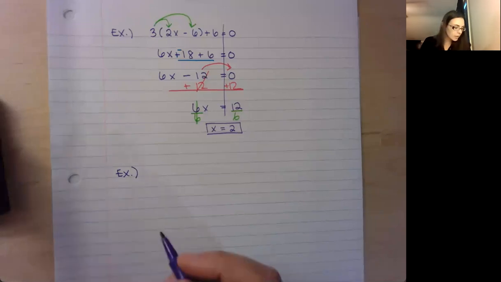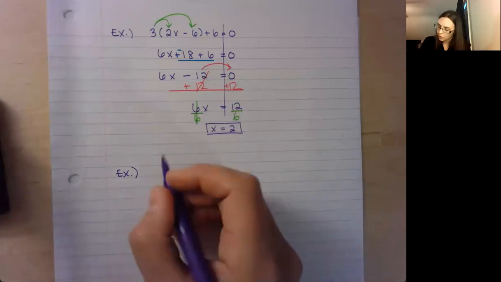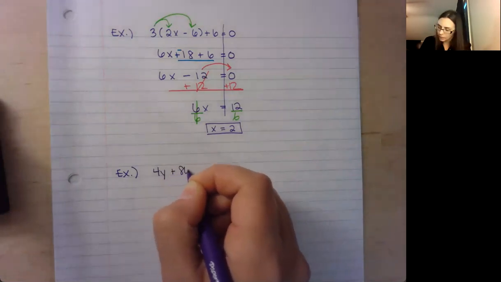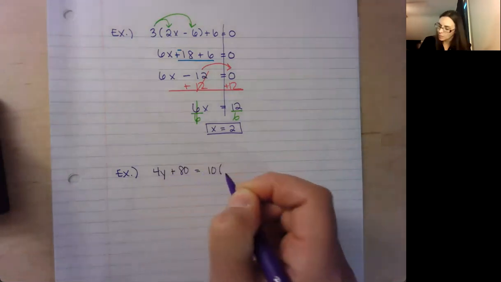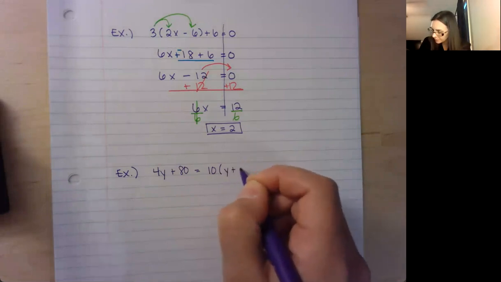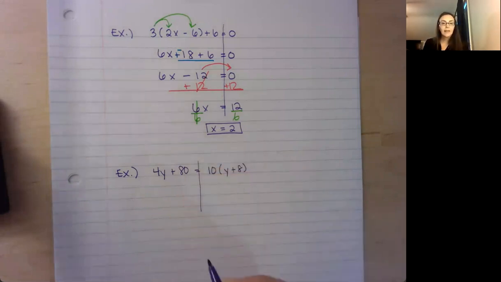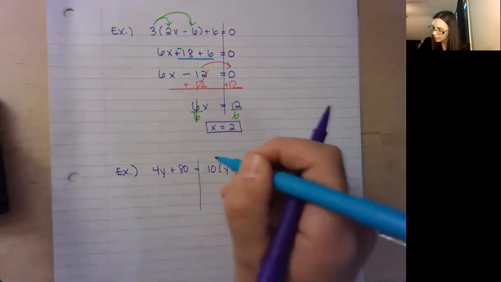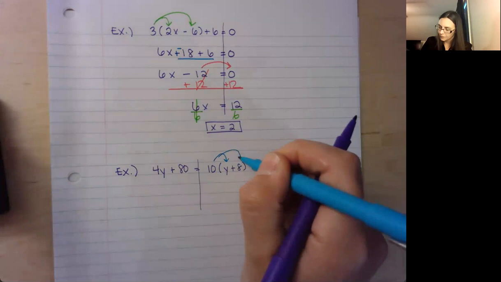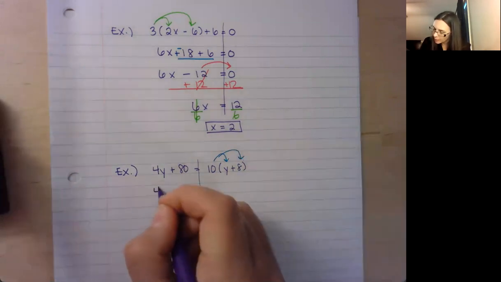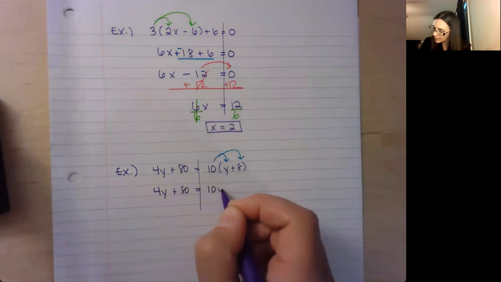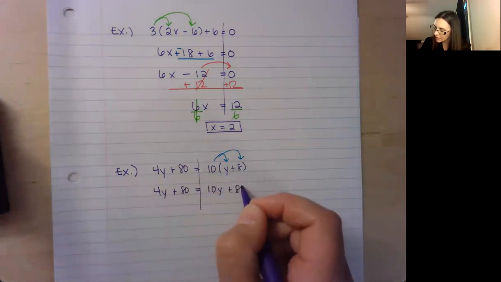Okay, in our last example here to solve, I want to do 4y plus 80 is equal to 10 times y plus 8. So on the left side, I don't have anything to do. On the right side, I can definitely go ahead and distribute there. So I have 4y plus 80 equals 10y plus 80, right? 10 times 8 is 80.